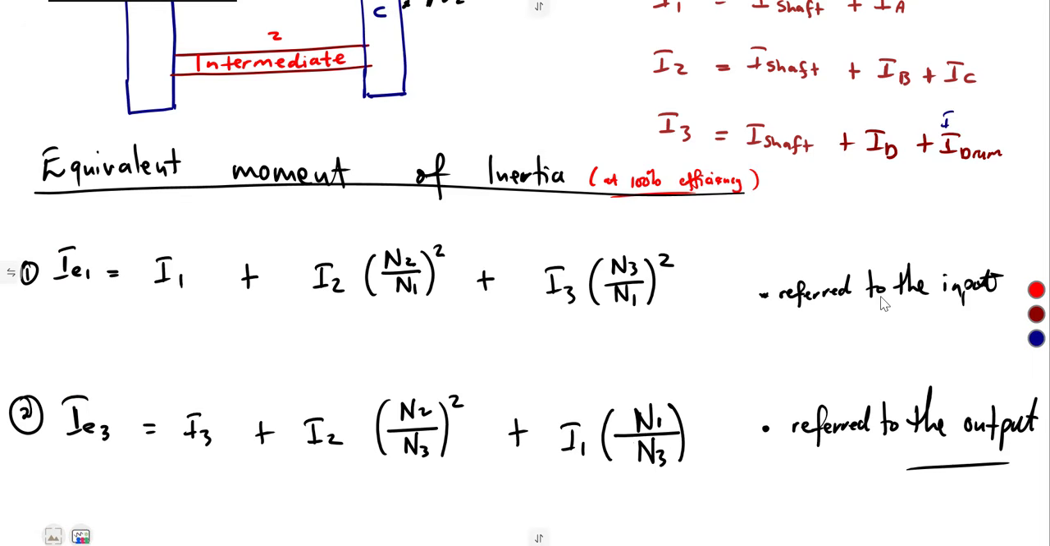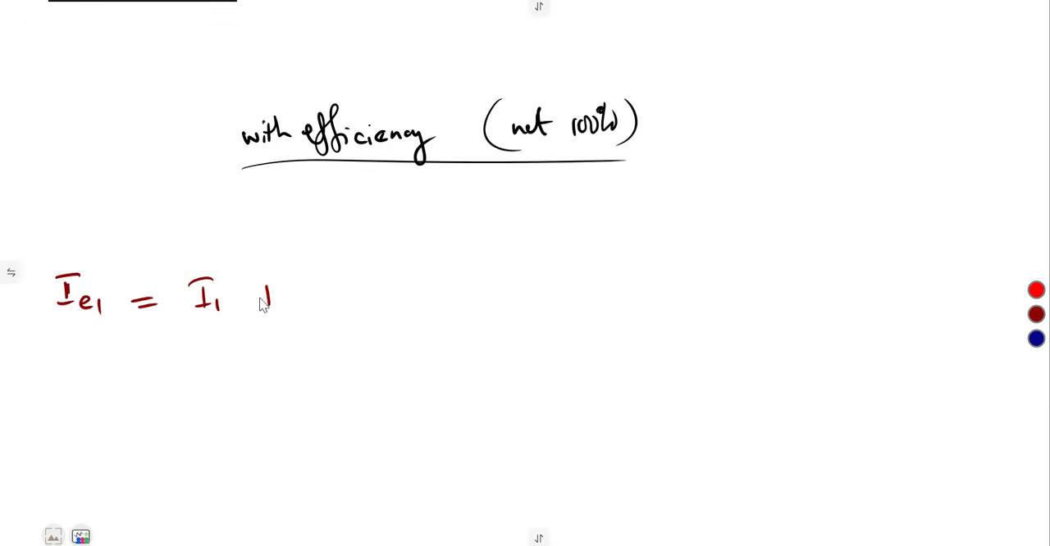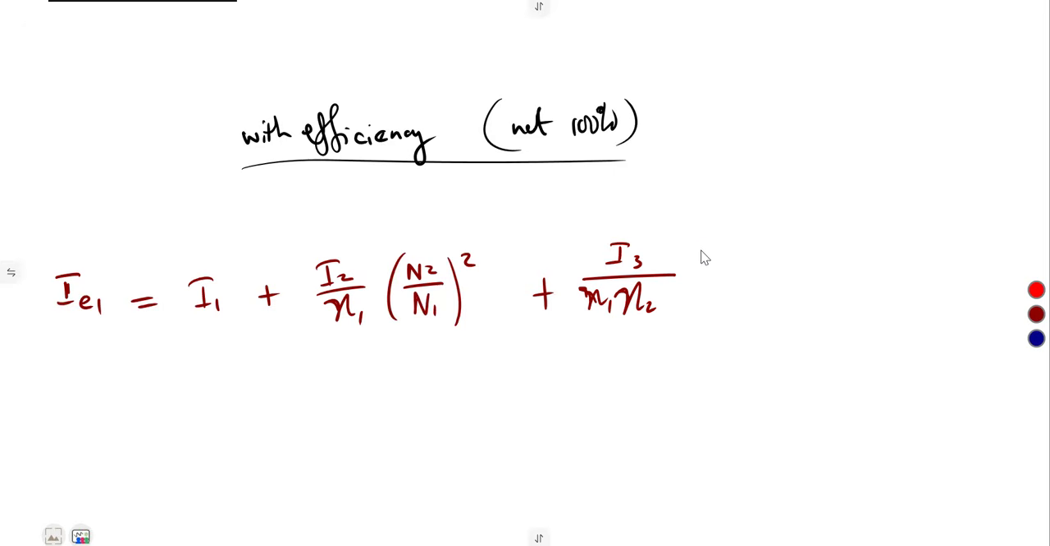Okay, let me just write the formulas. So it was going to be I1 plus I2 over the first efficiency, plus, oh, sorry, the bracket there. Remember we had N2 over what? N1 squared, plus I3. So I3, the output, you must divide by both efficiencies, 1 and 2, both of those efficiencies. All right, then this remains as it was, N3 over what? N1. So that's referred to the input.